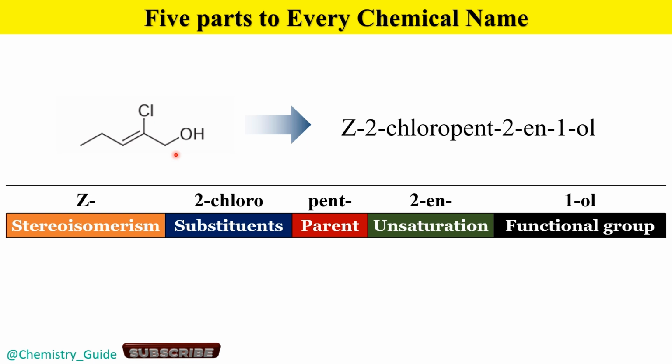So this is a simple trick. Divide a given organic compound into 5 parts. The first part should be stereoisomerism or geometrical isomerism. The second should be the substituent. The third should be the parent chain, and the fourth should be the sites of unsaturation. And the last one is the functional group.